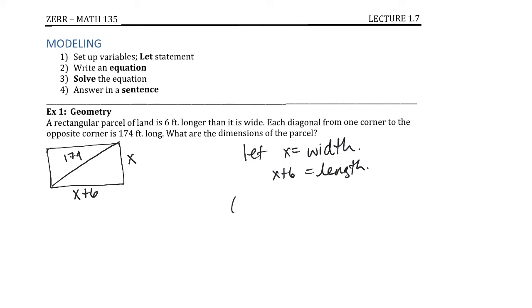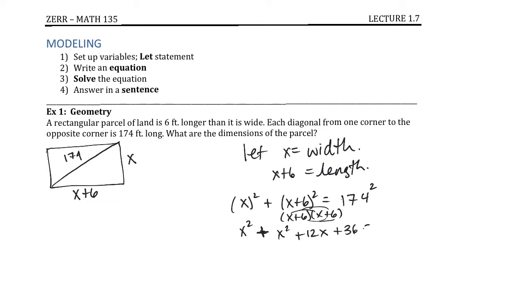So we've got the short sides. The sum of the squares of the short sides is equal to the square of the hypotenuse, the diagonal. That would give us x squared. This we need to actually multiply out, right? We have to FOIL it, so we'd get x squared plus 6x plus another 6x, so that would be plus 12x, and then plus 36, and 174 squared is 30,276. So this was use the Pythagorean theorem.